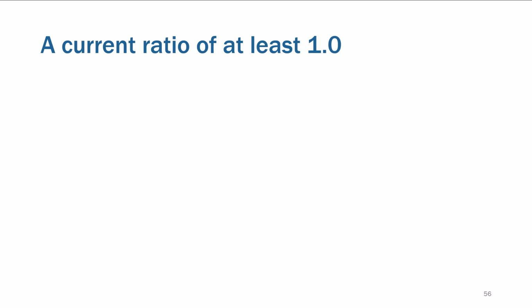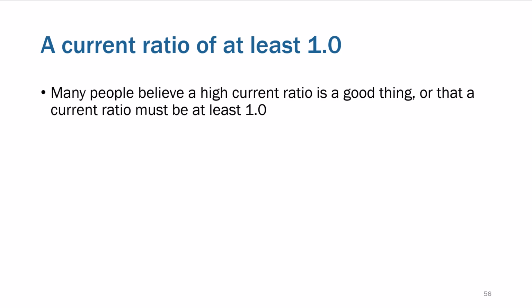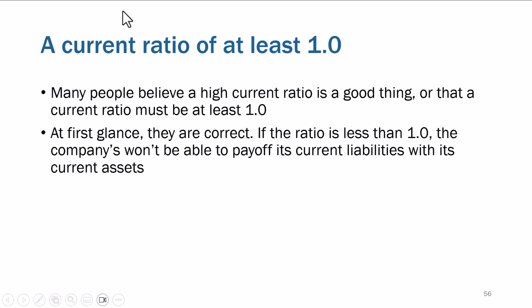So, a current ratio of at least 1.0. Many people believe that a high current ratio is where you want to be and that you want a current ratio of at least 1.0. I don't necessarily agree with that. Sometimes I will, but I won't always, all right? And in fact, if we looked at this one, we would say that, because if it's less than 1.0, it sounds like the company won't be able to pay off its current liabilities with its current assets. So you can see why people like to see a current ratio of at least 1.0.